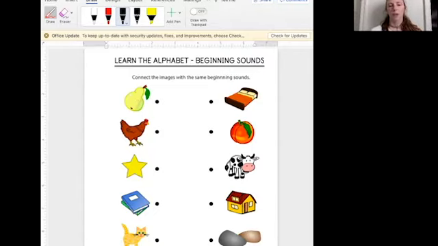Starting at the top on the left with pear, pear starts with a p, p. What picture on the right starts with the same p sound as pear? Then a student could answer, or we could call on a student to answer, and they would say peach. Since we have control of the document, we would draw the line ourselves.